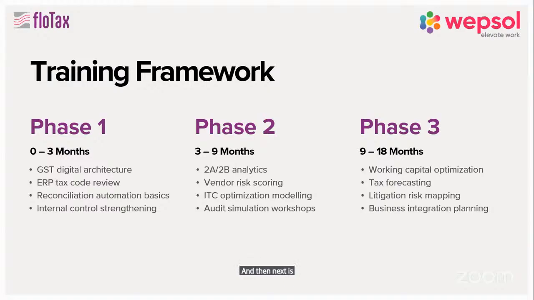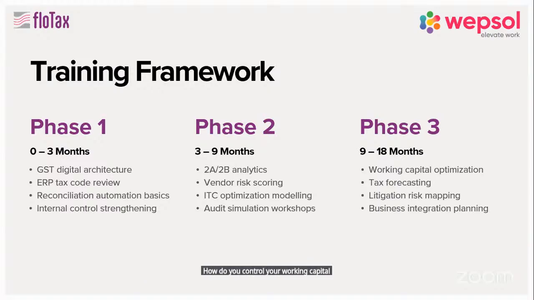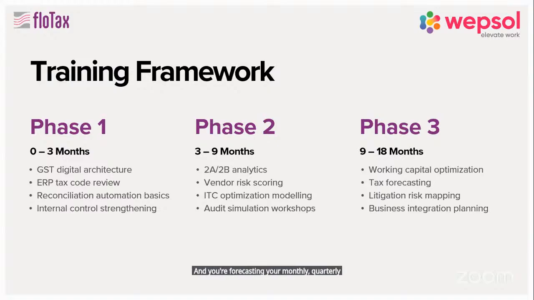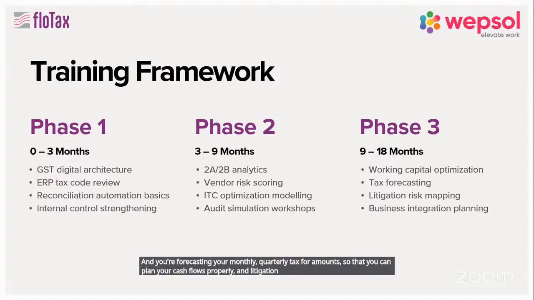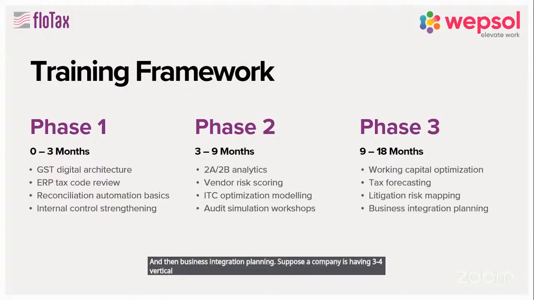And then the next is long-term training. After completing 9 months, for the next 1.5 years, comes working capital optimization, which is very important for any organization: how you control working capital by minimizing borrowings, reducing interest cost, and forecasting monthly and quarterly tax amounts so that you can plan your cash flows properly. Then litigation risk mapping: you have to identify the areas where you have problems, where you may get notices, or where you may need advocate support. And then business integration planning. Suppose a company has 3 or 4 verticals; every business is unique.